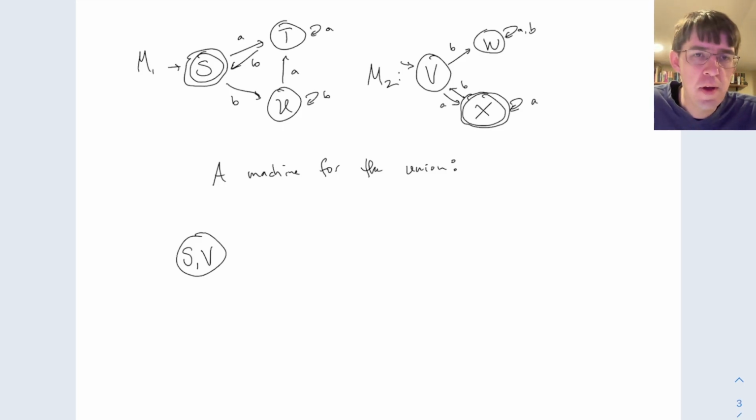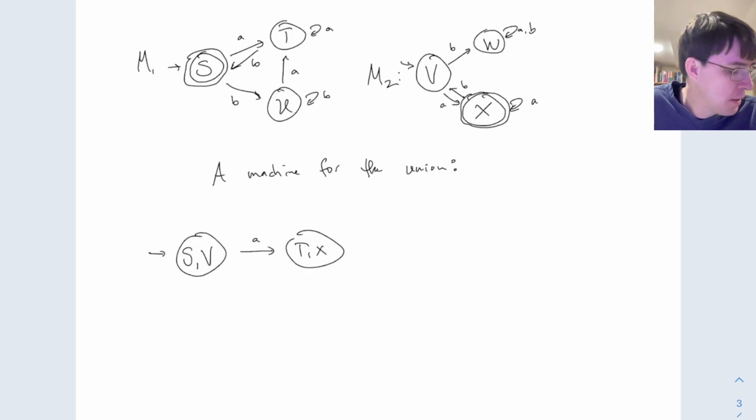I think we can do this in 5 minutes. The A arrow from S and V, A goes to T here and A goes to X here. So that goes to TX. That's the A arrow. This is the starting state. TX, like so. From SV, the B arrow goes to U from S and W. So this goes to UW, which I'll put there with the B arrow.